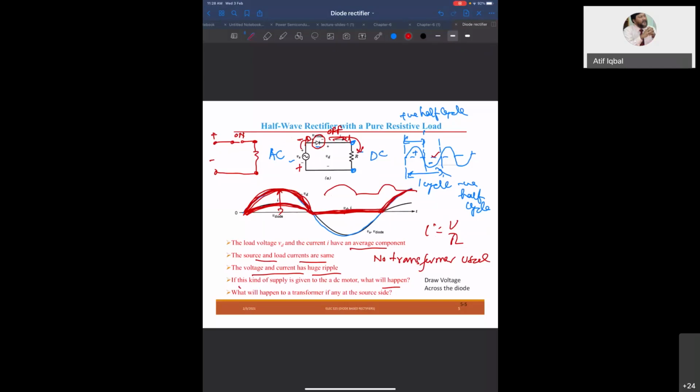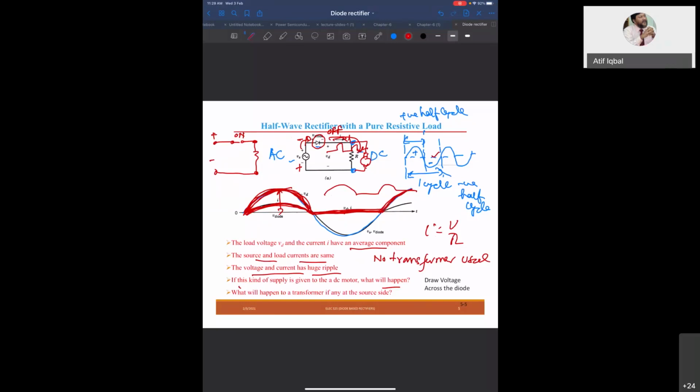Can you tell me? Suppose this is a DC motor here, and you give supply like this. So what will happen? Yes, I think it will run at the average speed because there is an average component. But you see, you are giving supply for only half a cycle. In the next half cycle, you are not giving supply. When you give supply, the speed will increase. When there is no supply, the speed will decrease. So there will be fluctuation in speed. So this is not a good idea to give this kind of supply to a DC motor.